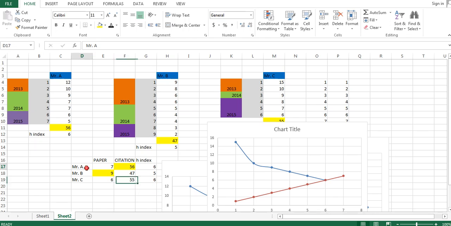Now you can see that Mr. A had the maximum number of citations, and he got an H index of 6. Mr. B had the maximum number of papers, but still he is in between A and C. C did not get the maximum number of papers nor the maximum number of citations, but still his index is 6. So it is not always the number of papers or number of citations that will determine the H index of the researcher. So from this experiment, this is clear, I think.